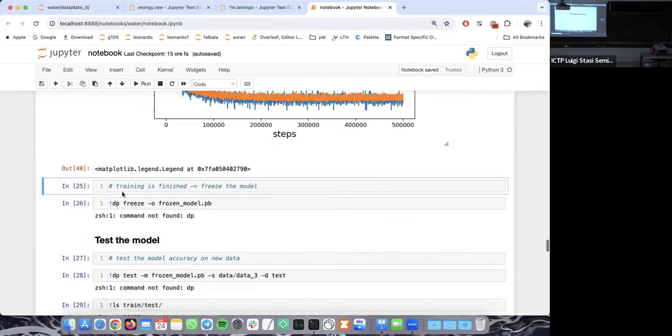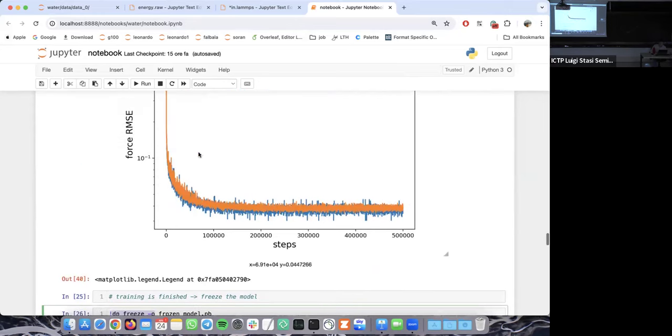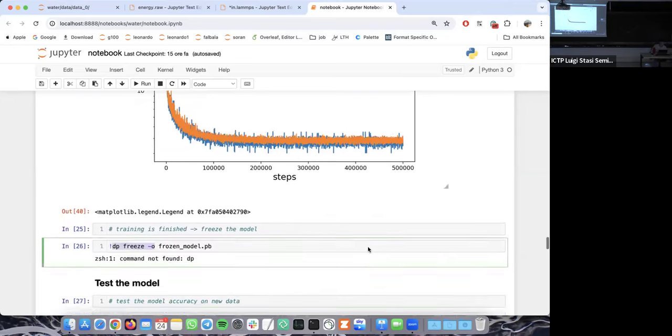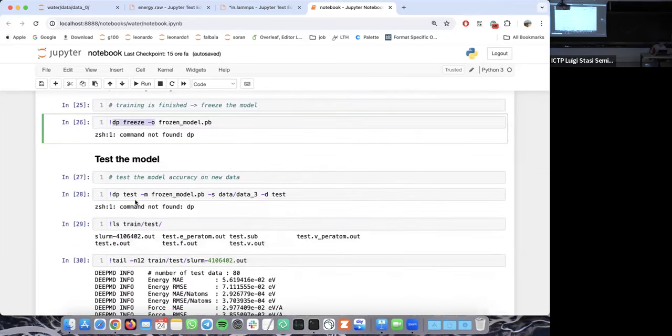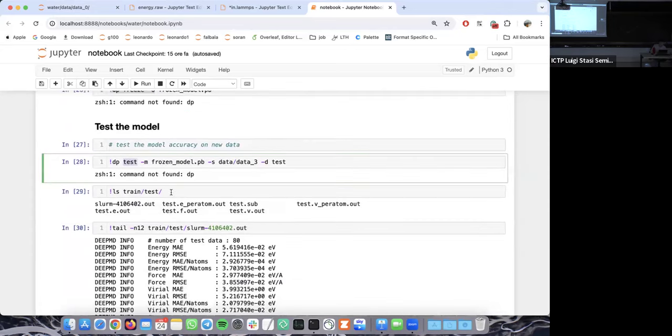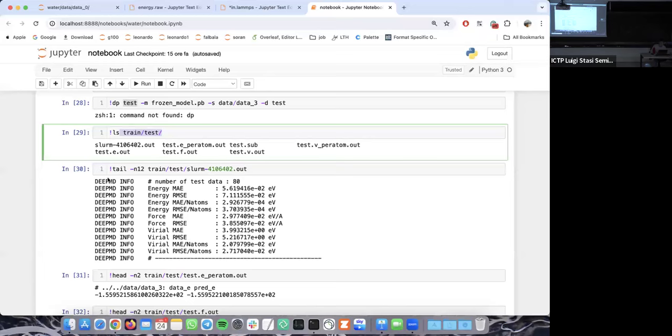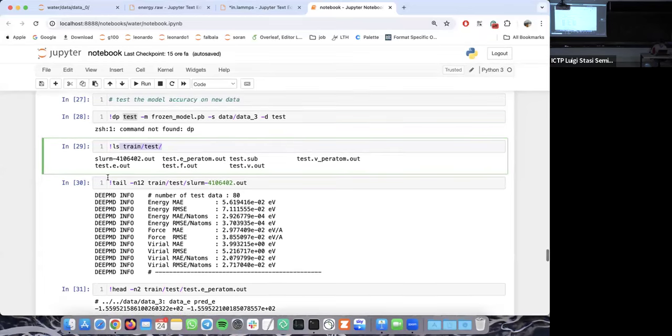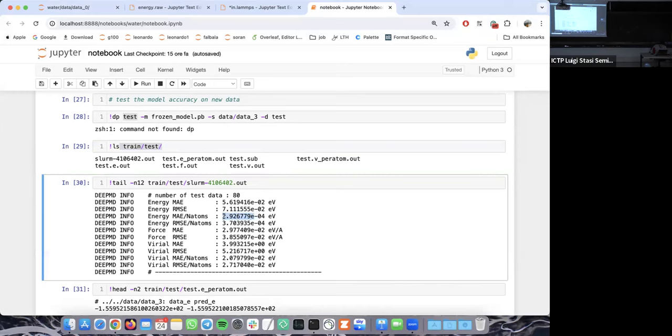Everything seems converged, so we can freeze the model with this command. That means, okay, let's keep the weights that we optimized, and let's use this model to predict now. We can test the model with this command. Basically, you take some unseen snapshots and see the performance of your neural network. In this case, for the energy per atom we have this error in electron volt, while for the forces we have 3.85. This is pretty standard. For water, you usually find errors smaller than 50 milli electron volt per angstrom.